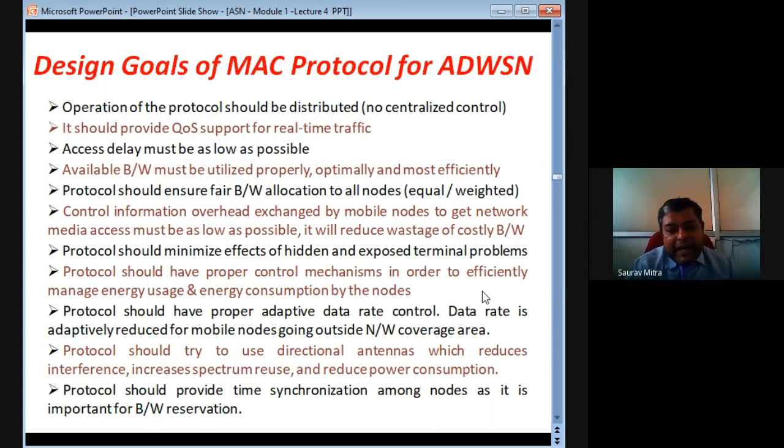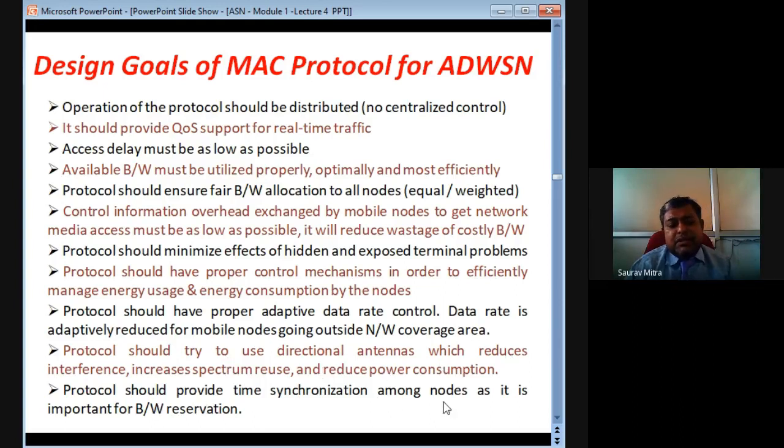Protocol should have a proper control mechanism in order to efficiently manage energy usage and energy consumption by the nodes. Okay, so energy consumed by the nodes should be optimal. It should not be more, it should not be less. Whatever is required, that much energy should be used. Protocol should try to use directional antenna, which reduces the interference.